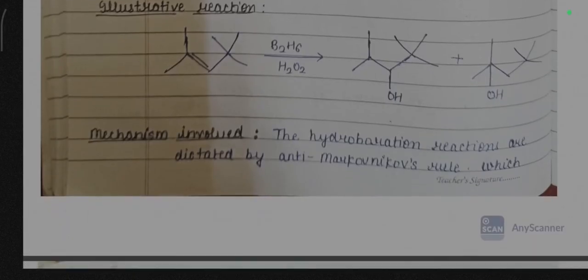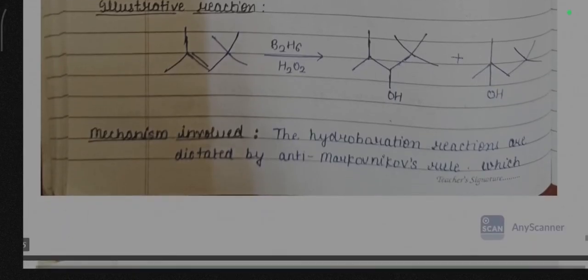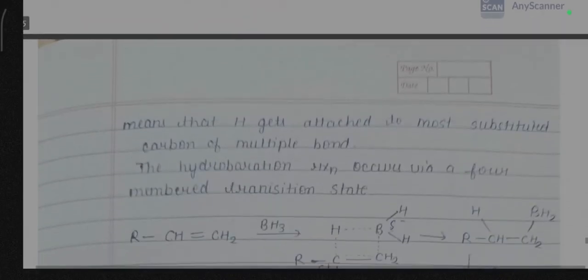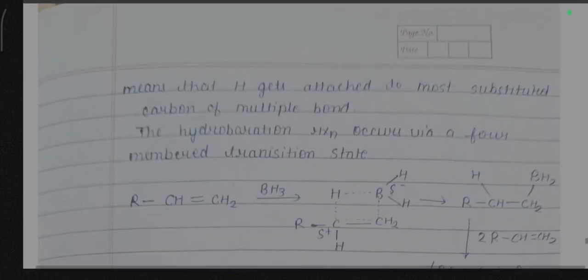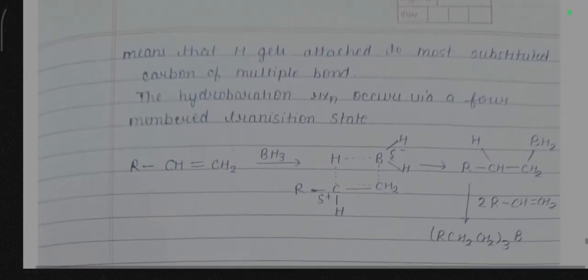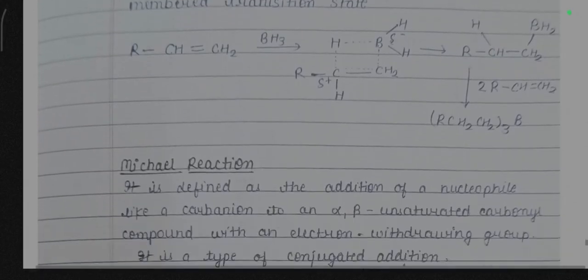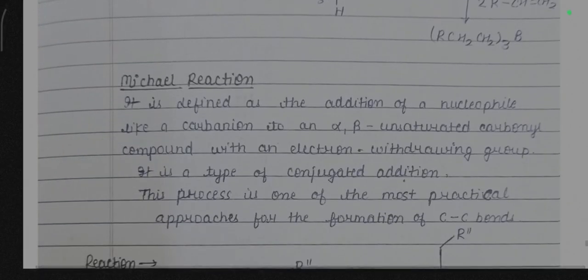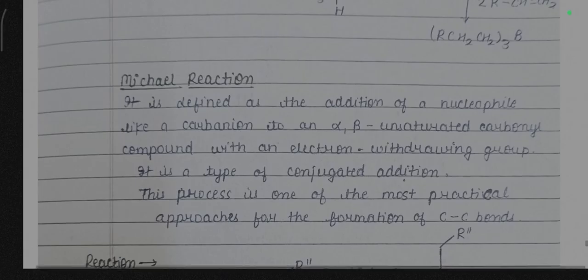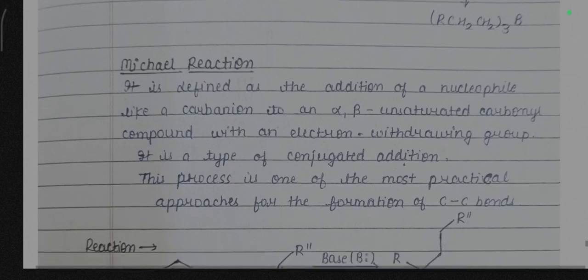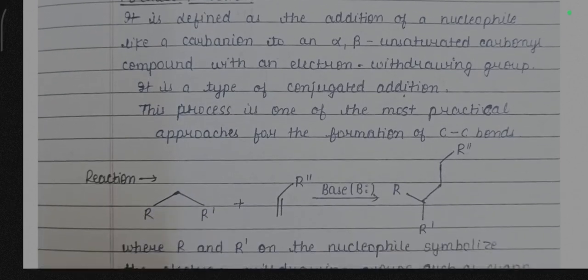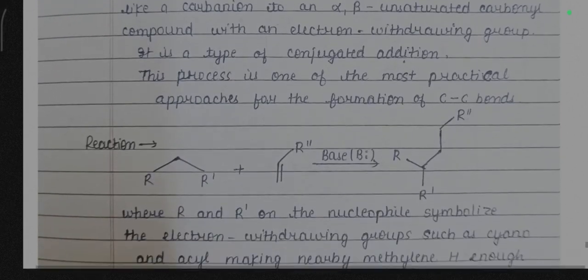Mechanism involved. The hydroboration reaction is dictated by anti-Markovnikov's rule, which means that H gets attached to the most substituted carbon of the multiple bonds. The hydroboration reaction occurs via a four-membered transition state. Michael reaction. It is defined as the addition of a nucleophile like a carbanion to an alpha beta unsaturated carbonyl compound with an electron withdrawing group. It is a type of conjugate addition.